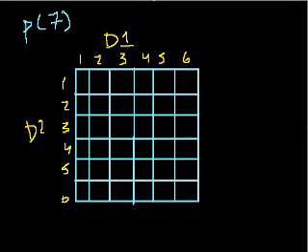Where I left off in the last video, we were saying, I have two dice. Let's say we're playing Monopoly, two six-sided dice, and I want to know the probability that I get a seven. So when I add up the two rolls on the dice, what's the probability I get seven?